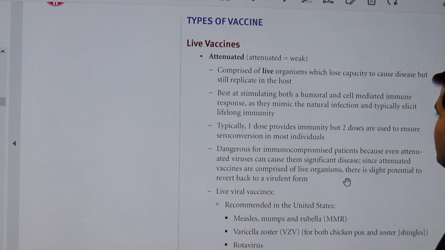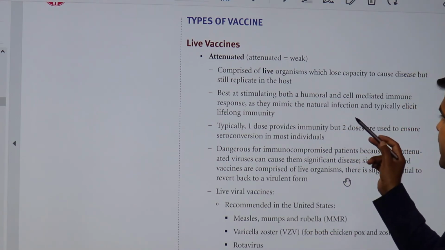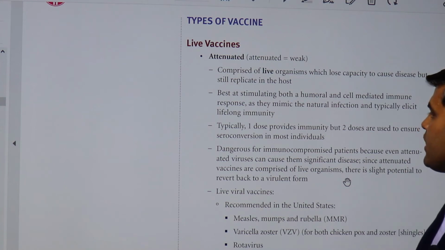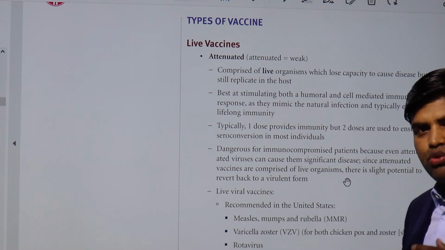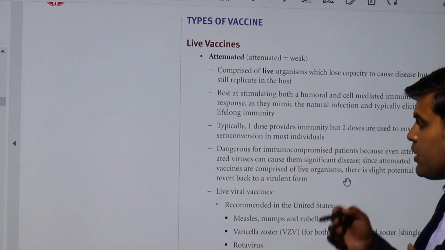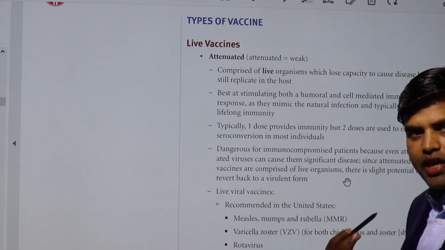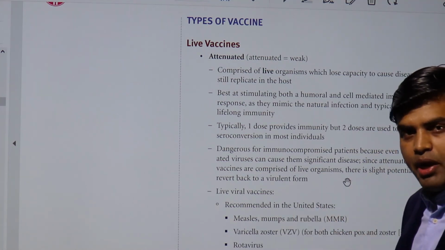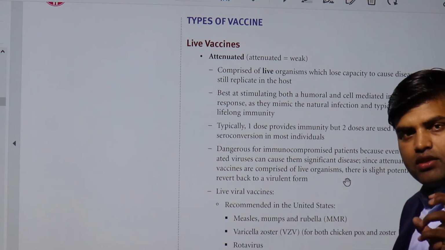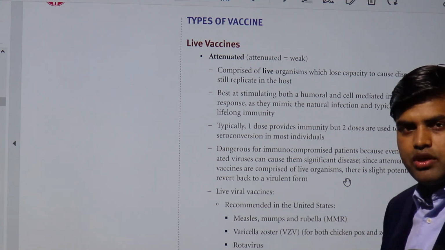It stimulates both humoral and cell-mediated immune response. They mimic the natural infection and typically elicit lifelong immunity. So the main aim is that they mimic the natural infection. It seems that your body has been infected with the virus or bacteria, but the virus or bacteria doesn't have the toxigenic component. They cannot make you sick.